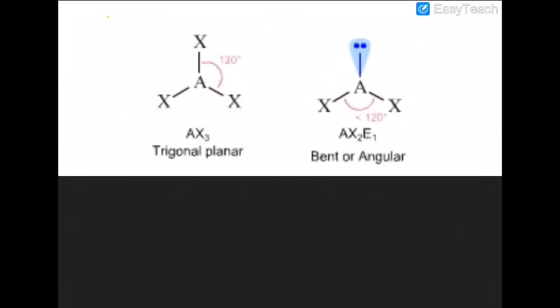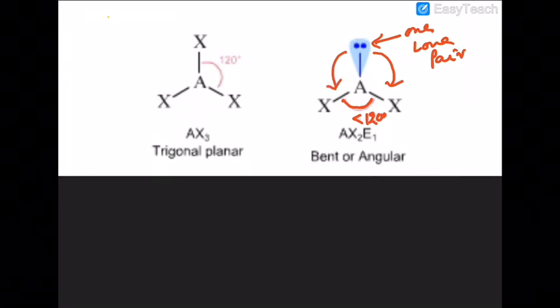Now look here, what is happening in this case. The bond angle is less than 120 if you have the presence of one lone pair. This lone pair will repel this bond. So what will happen? These bonds will come close together and the bond angle decreases. Otherwise the perfect bond angle should be 120.